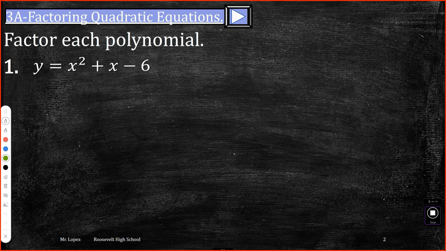We're going to factor this polynomial. And what does it mean to factor this polynomial? It is to put it in this other form. Just background to it, you want to put it in intercept form: y equals a(x minus p)(x minus q). This is the intercept form.